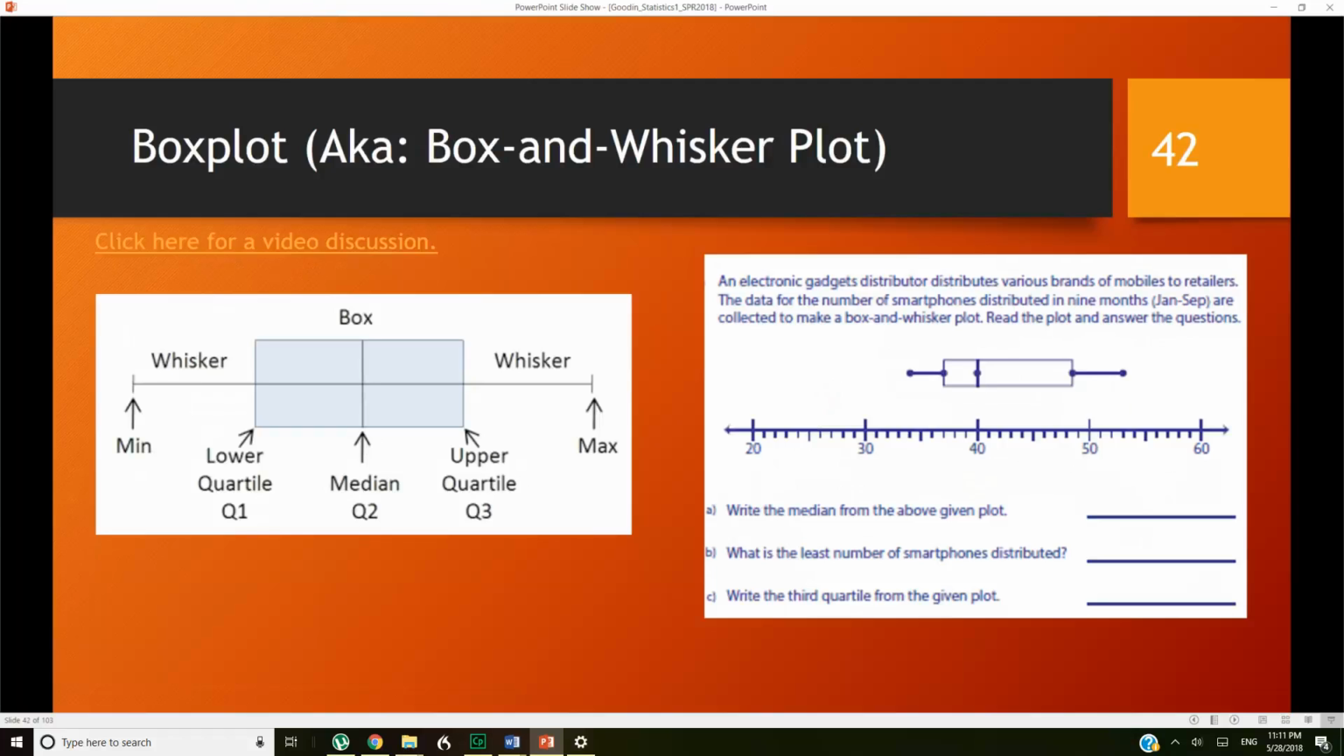When a whisker is longer on top or to the right, it is positively skewed, and the median will show up closer to the left or bottom, or 25th percentile.